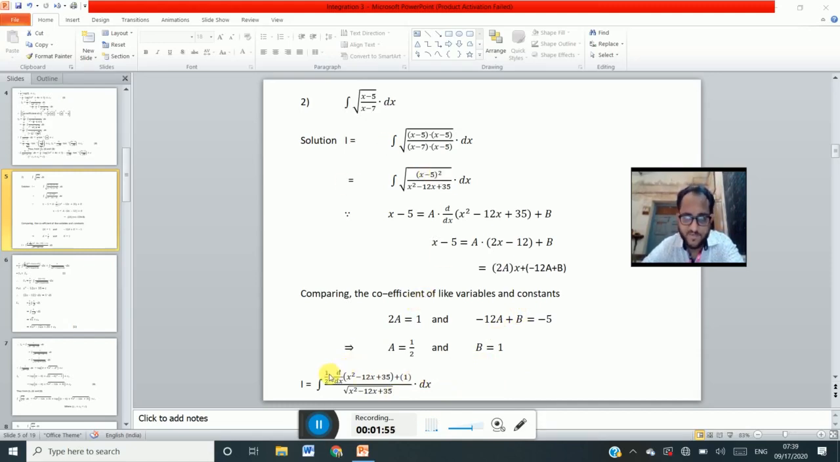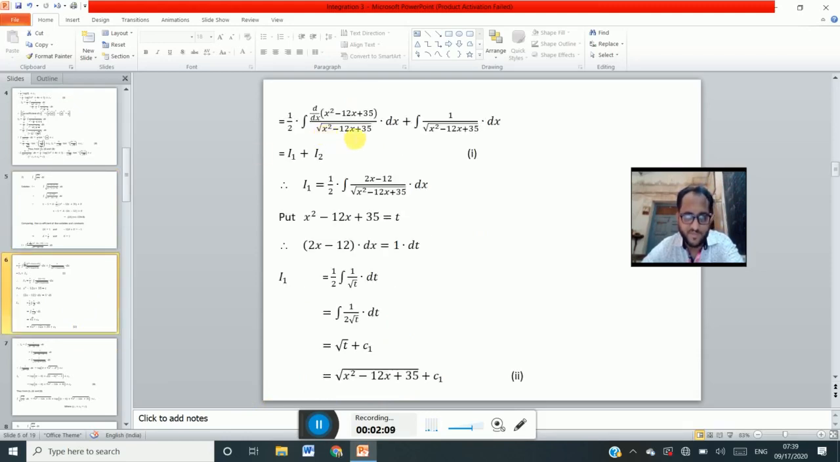So what we get, 1 by 2, that is a into derivative of denominator plus b upon this root x square minus 12x plus 35, right? Then after separation of the terms and take constant outside the integral, what we get, 1 by 2 integration of derivative of x square minus 12x plus 35 upon root x square minus 12x plus 35 plus integration 1 upon root x square minus 12x plus 35. Right? Again consider as I1 and I2.